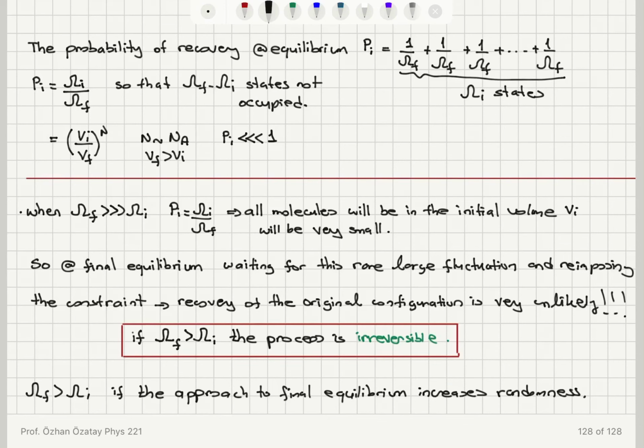Well, in general, if omega final is greater than omega initial, if the number of accessible states is increasing, the randomness is increasing, the disorder is increasing in the system, the process is irreversible.